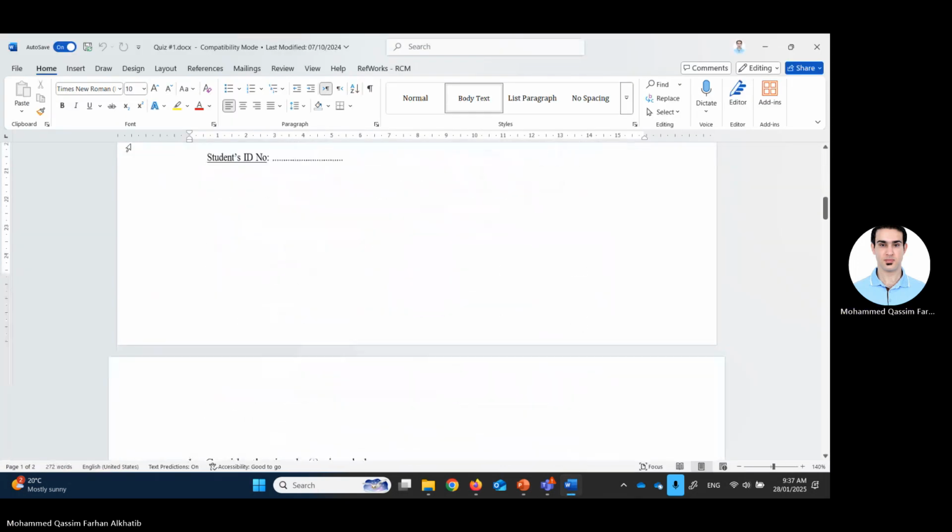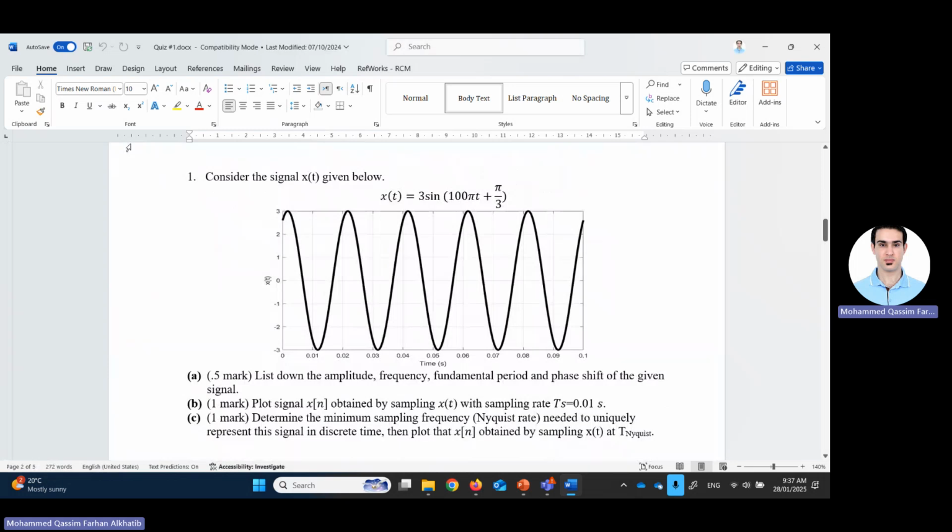Here is the question. Consider this signal x of t that is given below: 3 sine(100 pi t plus pi over 3). List down the amplitude, frequency, fundamental period, and phase shift for the given signal. That's the first requirement. Plot signal x of n obtained by sampling x of t with a sampling period Ts equals 0.01, and determine the minimum sampling frequency, the Nyquist rate needed to uniquely represent the signal in discrete time, and then plot x of n obtained by sampling at the Nyquist rate. Let me copy this question and solve it on the whiteboard.